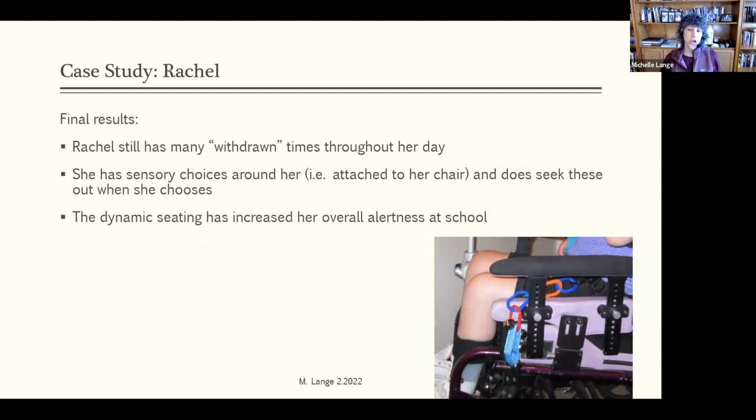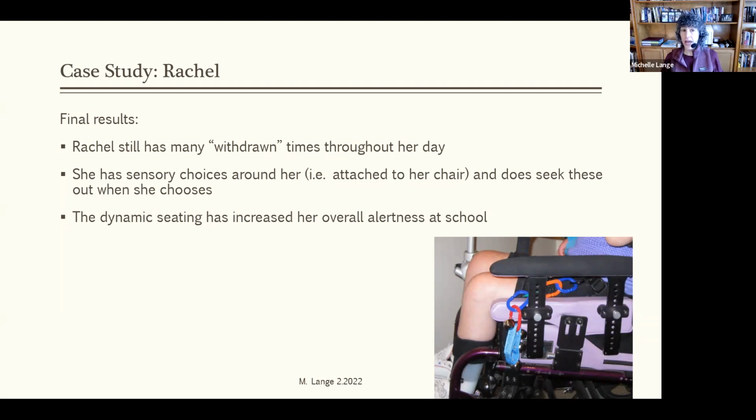Now, this is not, like with many of our more involved clients, a 100% solution. Rachel still has many withdrawn times during her day. She does have sensory choices around her. Many are attached to the chair, like you can see her plastic links and her bells here. And she does seek them out when she chooses. The dynamic seating overall has increased her alertness.